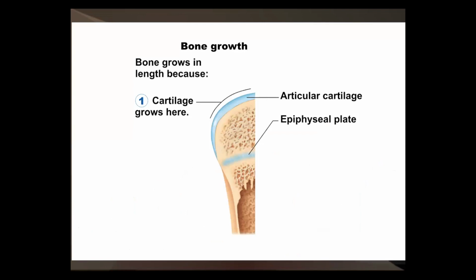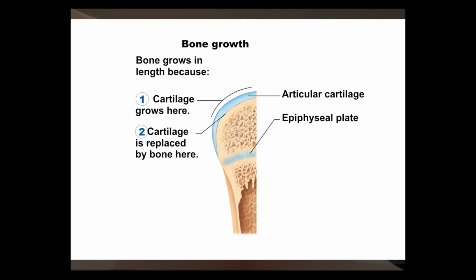So bones can grow in two ways. They can grow lengthwise, or they can grow horizontally. When they grow lengthwise, what happens is cartilage forms on the outside, and it shows in number one where that happens, and that adds to the length of the bone. And then bone replaces cartilage where number two is pointing. With those two steps, that lengthens the bone. More cartilage forms, more bone forms below that to create a longer bone.